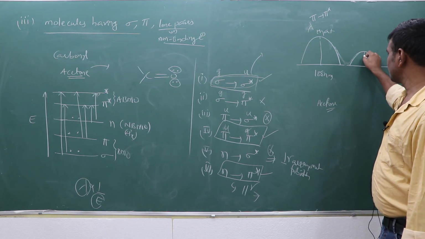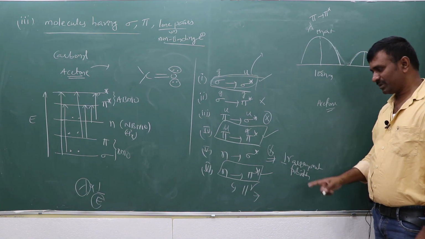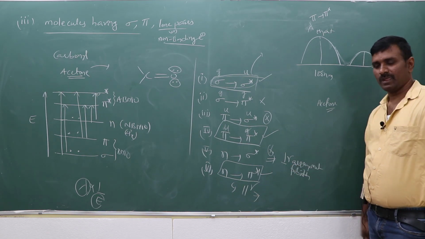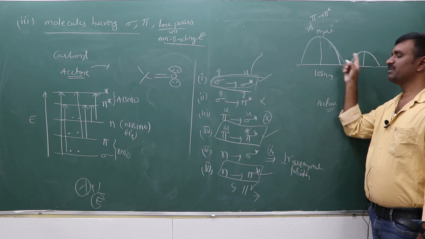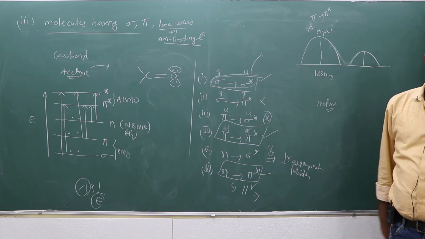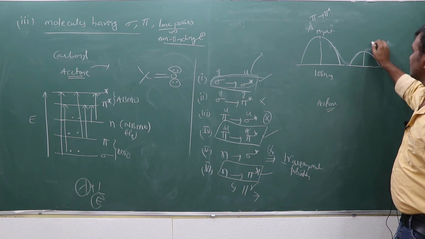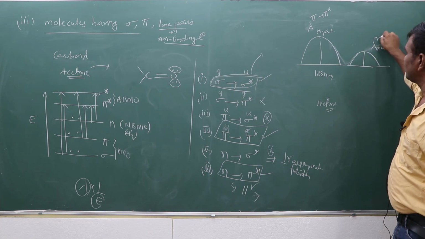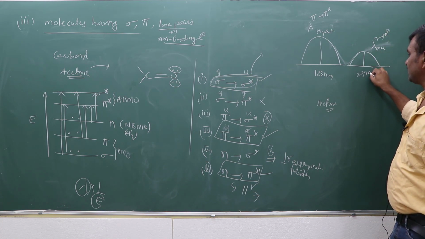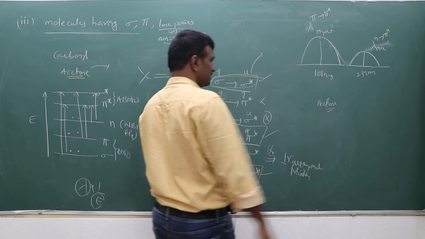Another band is possible, with low intensity compared to the pi to pi star. The n to pi star, even though it is allowed because of the perpendicular arrangement, has less intensity compared to the pi to pi star. Pi to pi star is a highly probable, more intense transition. The n to pi star is a less intense transition. The lambda maximum of n to pi star in this case is 279 nanometers. So most probably two transitions are possible.